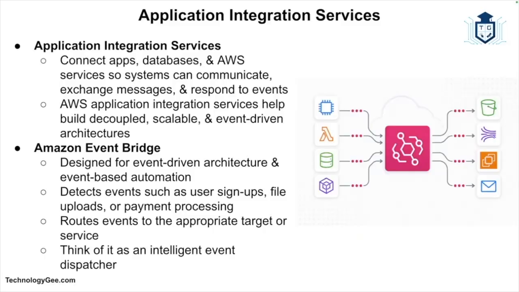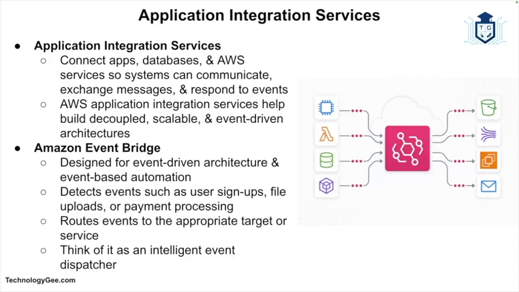All right, so let's start with one of the most important categories, and that is application integration. So, in the real world, systems do not operate in isolation. You've got apps that talk to databases, services triggering other services, and events happening constantly. AWS gives you tools to glue everything together. And the three core services that you need to know about are Amazon EventBridge, Amazon Simple Notification Service, and Amazon Simple Queue Service. So, think of these as different ways to handle communication between systems.